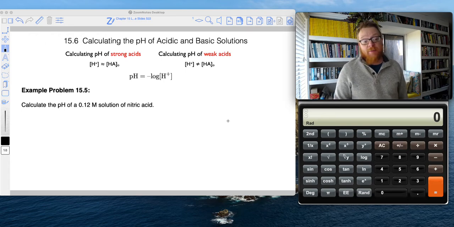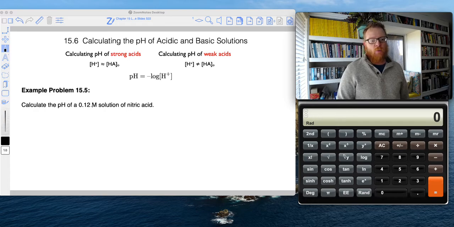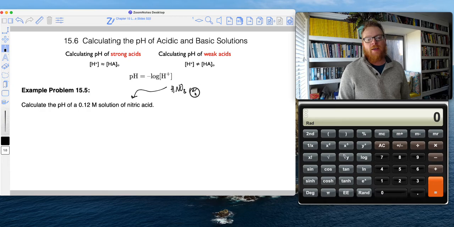Okay, so let's get into some calculations. So we're going to do several examples here. And the first one we're going to do is calculation of a strong acid. So we remember that nitric acid is HNO3. And we have to remember that nitric is a strong acid because it doesn't say anywhere else on here.